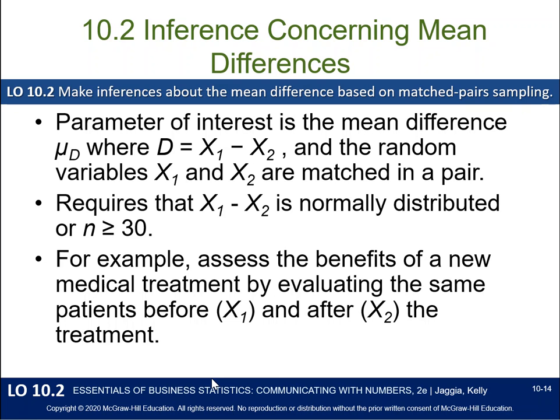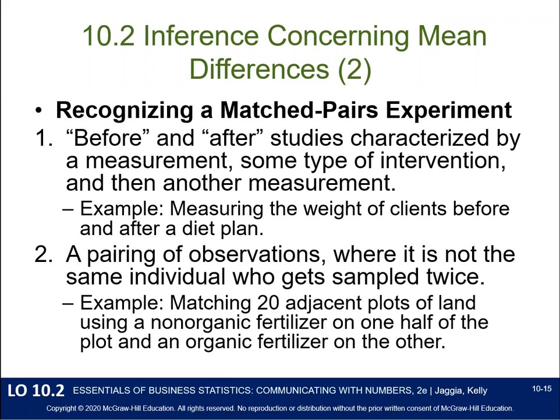This is called a matched pair. When we're testing a matched pair, we're testing the mean difference. The difference is x1 minus x2, sample 1 minus sample 2. So we're testing whether the mean difference, D, is equal to 0 or not equal to 0 or whatever. In order to do this, we need to make sure that the difference is normally distributed, or both sample sizes are greater than 30, according to the central limit theorem.